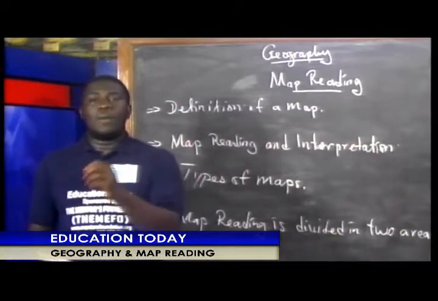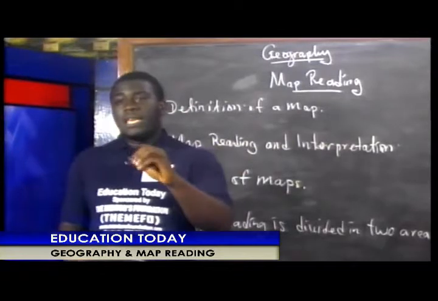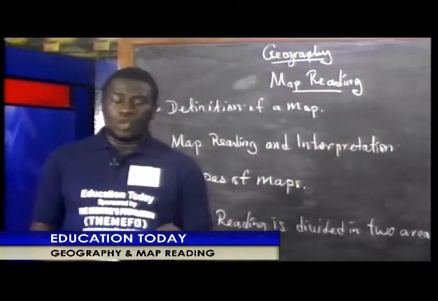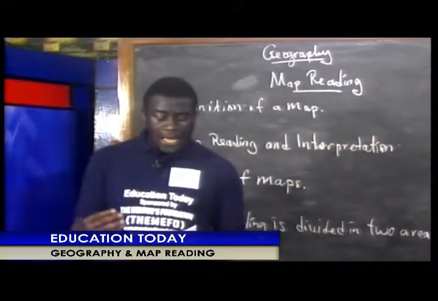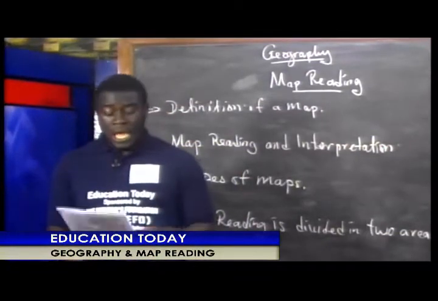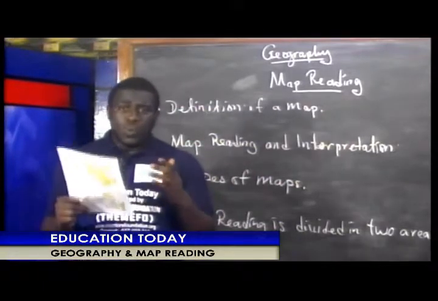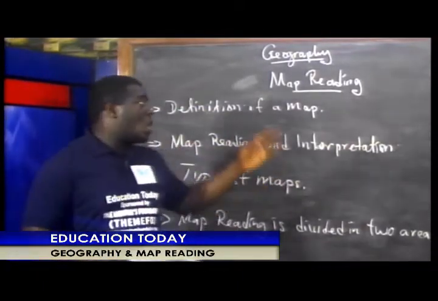In this map type, we use isobars. Isobars are lines drawn on the map linking up areas of equal pressure. We equally look at vegetation maps, that is, showing vegetation in an area. We have atlas map, cadastral map. There are so many different types of maps under this area of map reading.